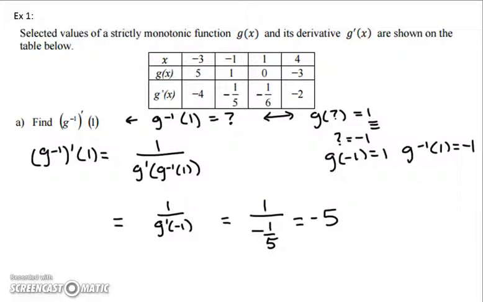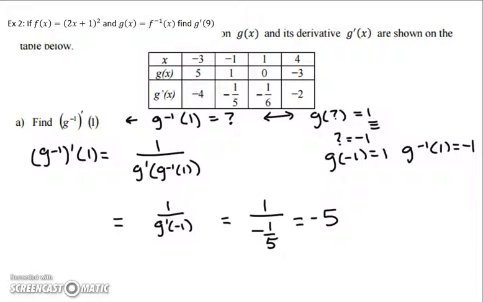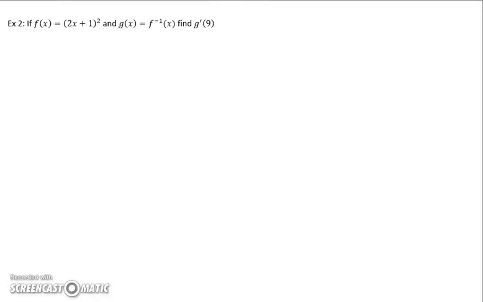So let's take a look at an example where we don't have a table, but we have a function to deal with. If f of x equals the quantity 2x plus 1 squared and g of x equals f inverse of x, find g prime of 9. So again, we want to start by thinking g inverse of 9 equals something, right? We don't know what it is, but we do know that f of that same something is going to be equal to 9.